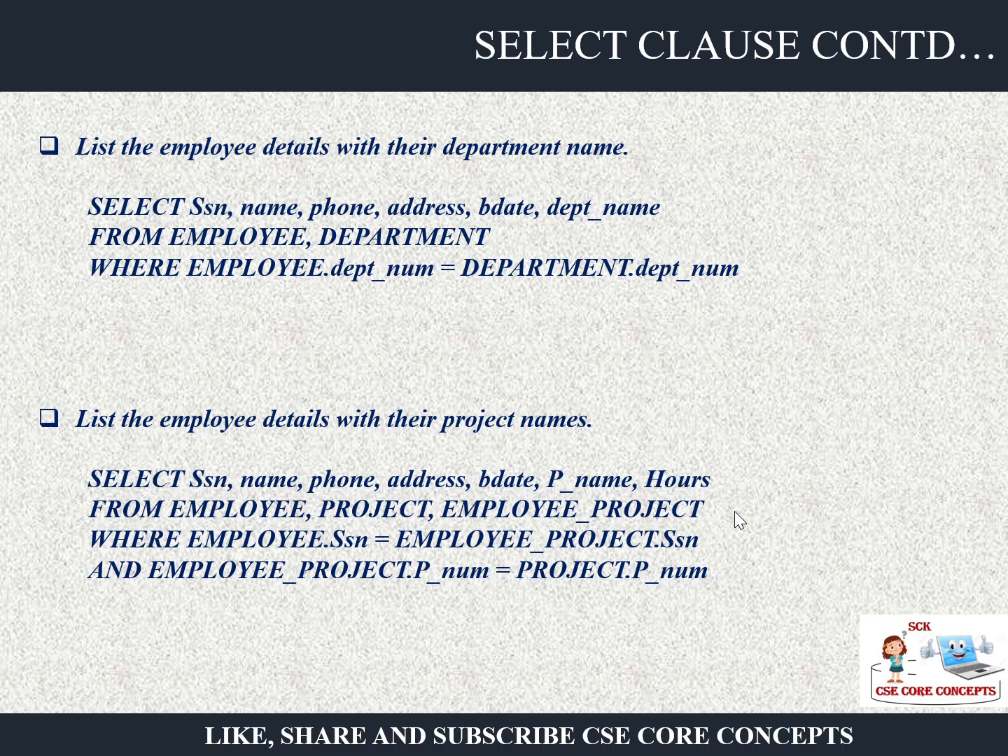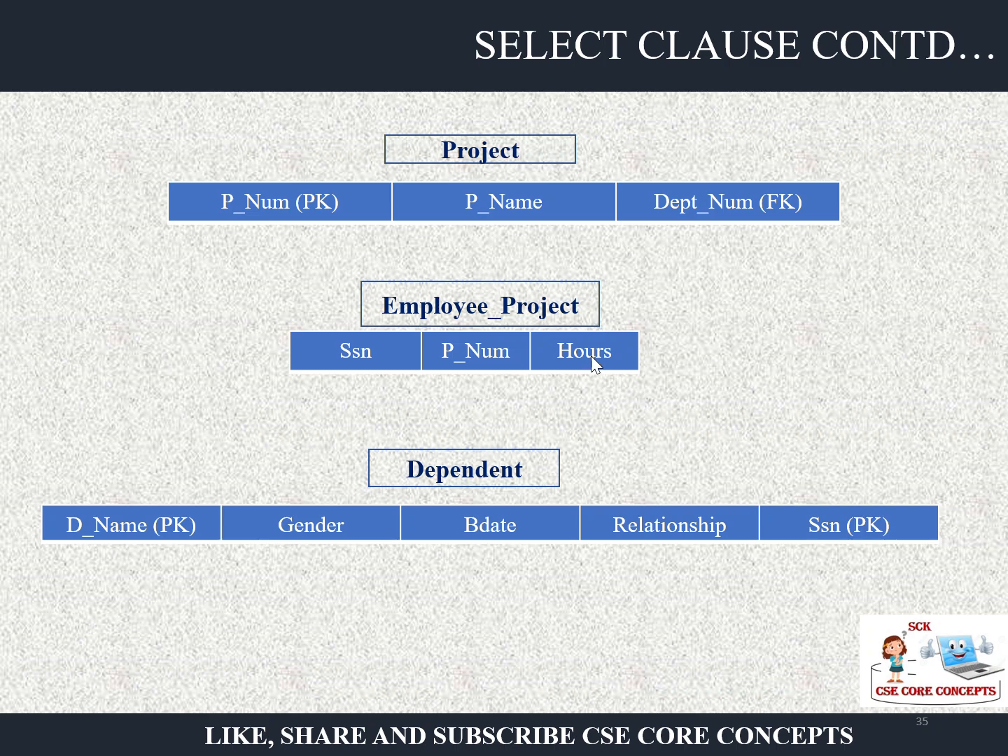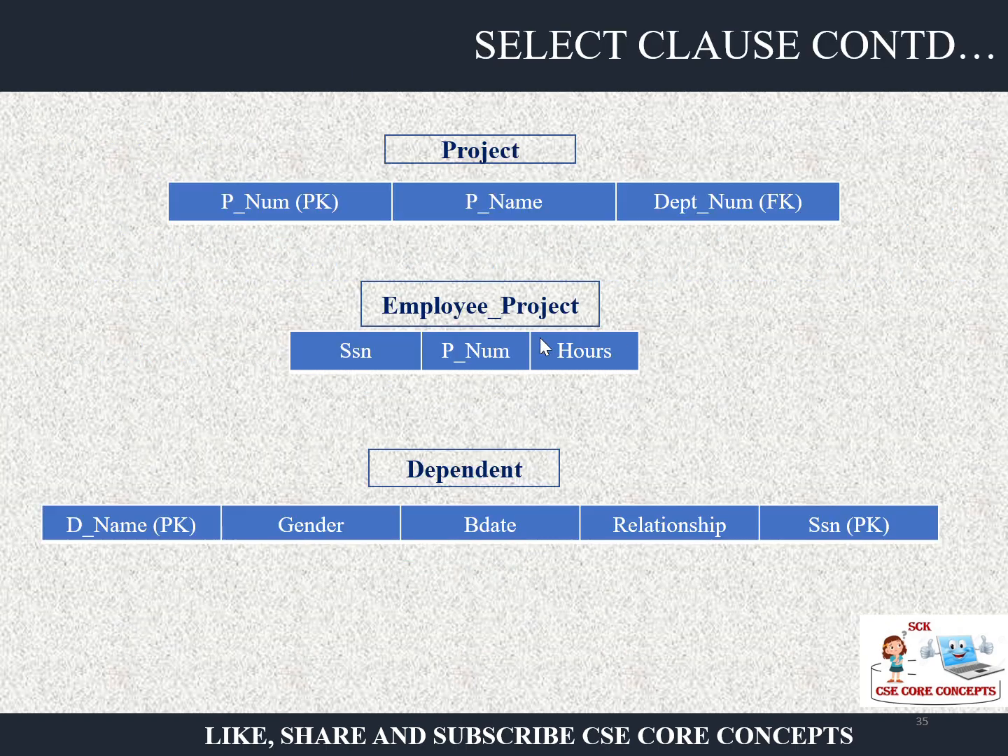Now in order to join these three tables, we need to have a common field between them. So which is the common field between them? Let us have a look here. Among the employee table and the employee_project table, the common field is SSN. So employee.ssn should be equal to employee_project.ssn.